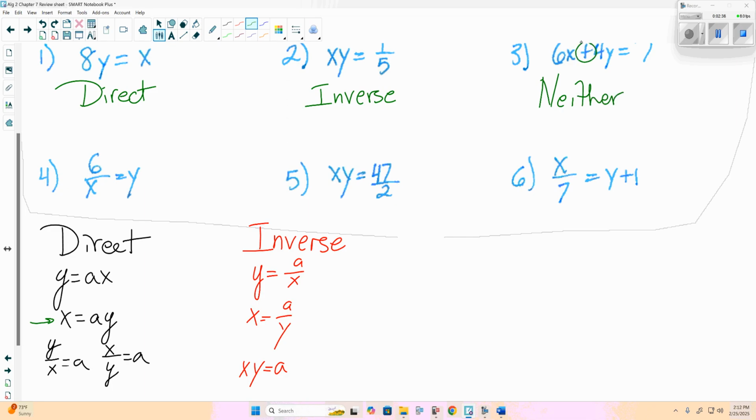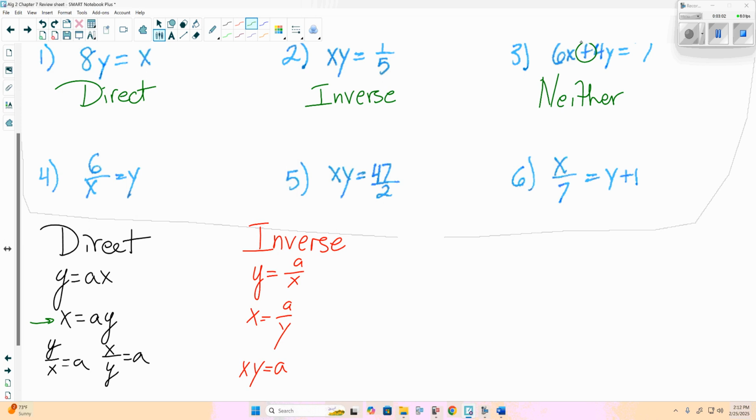Neither. With direct and inverse variation, we're not going to have addition or subtraction. Interestingly enough, we also need two variables. We need x and y. So y equals 7 is not going to be either. It's neither, because we need x and y. We need two variables.